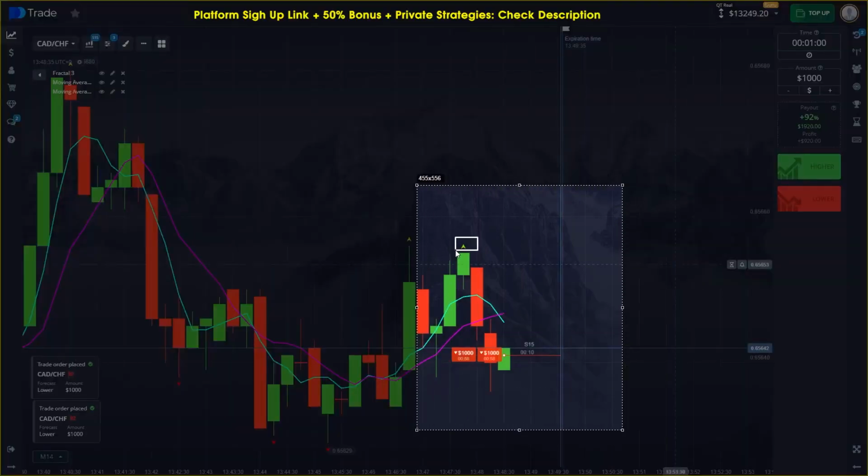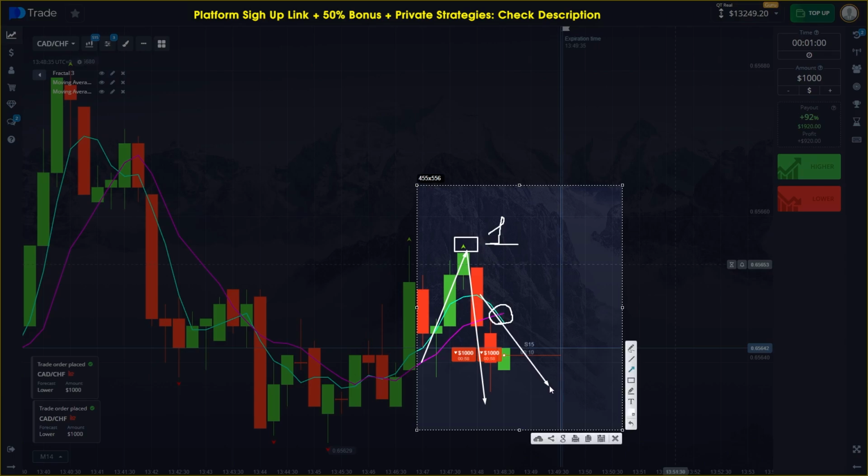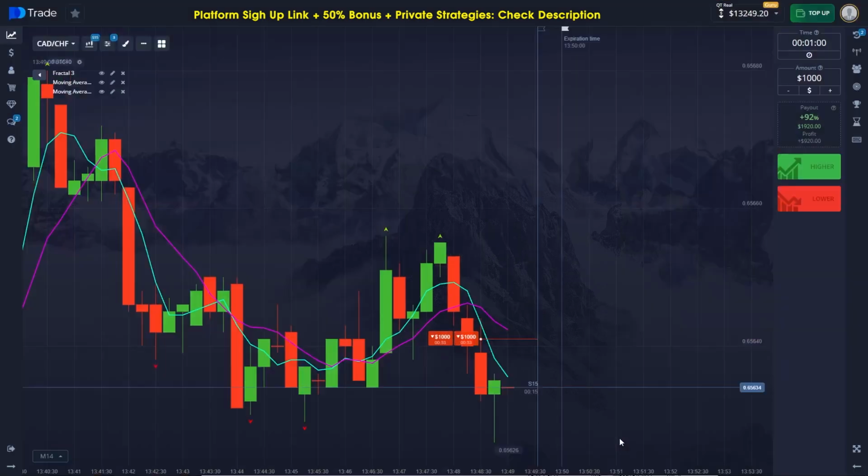First, pay attention to the fractal indicator. If we see a green up arrow, it means the bullish trend has ended and a downward correction begins. The second signal is the intersection of moving averages. You can see that the blue one crosses the pink one from top to bottom, which means we have a bearish movement. We have 2 downside signals, therefore we open a downside trade.